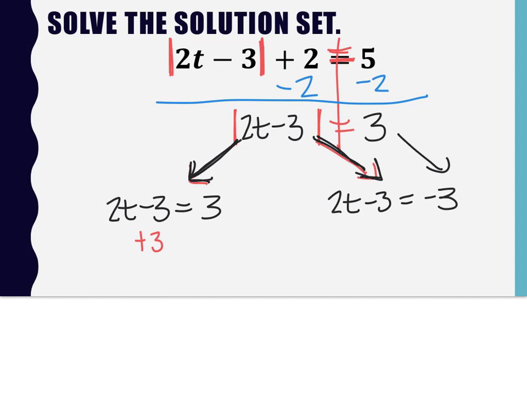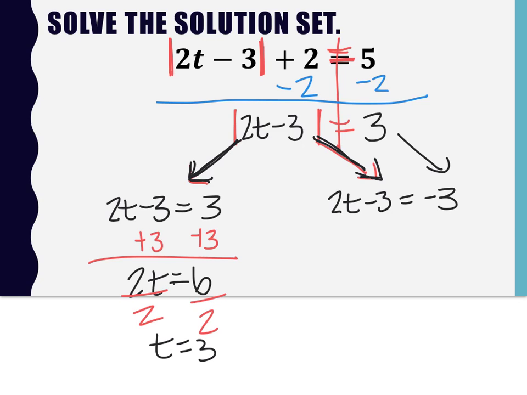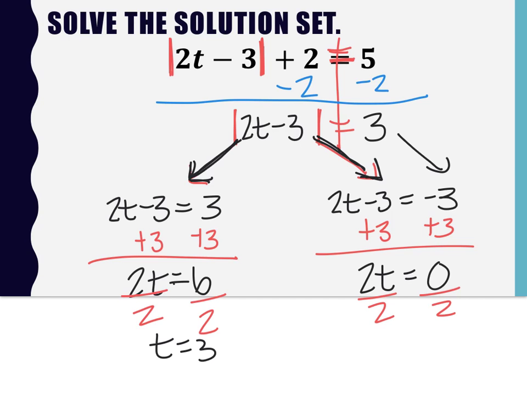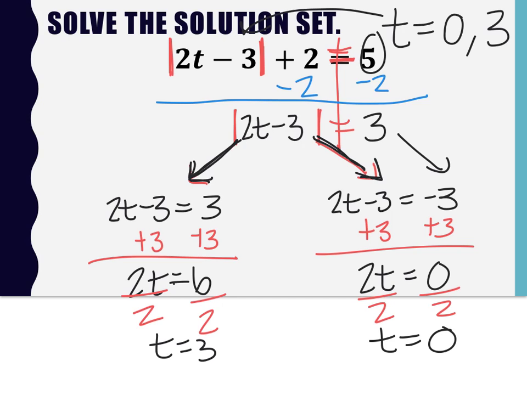So I'm going to go ahead and solve these. We add 3 to both sides, and we get 2t is equal to 6. We divide by 2. And so one of our answers is that t is equal to 3. And over here we add 3, we add 3. So 2t is equal to 0. When you divide both sides by 2, you get that t is equal to 0. And so the solution set to this is that t is equal to 0 and t is equal to 3. I could plug both of those numbers into this original equation and get out 5. Okay, so that's how you solve absolute value equations.